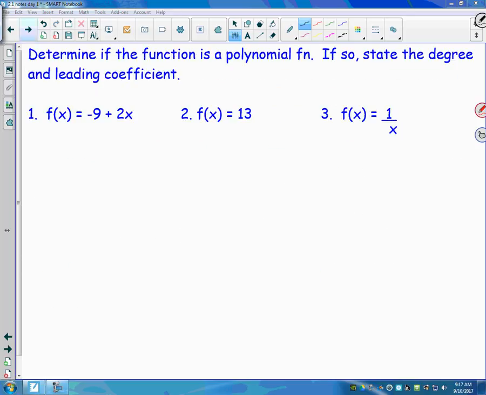It says determine if the function is a polynomial function. If so, state the degree and the leading coefficient. So this first one, that's just a linear function, but a linear function is a polynomial function. So yes, it's a polynomial function. The degree is the highest exponent, which in this case is just 1. And the leading coefficient is not -9. It's the number in front of that highest exponent, which in this case would be 2.